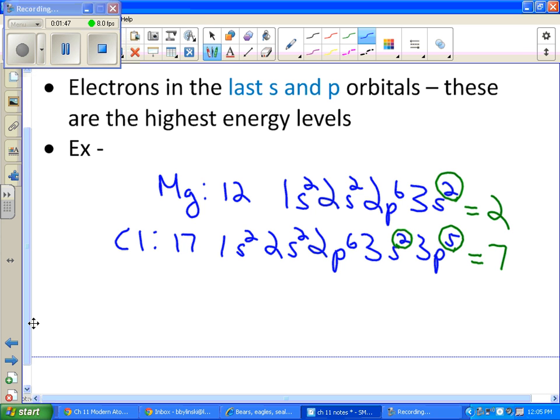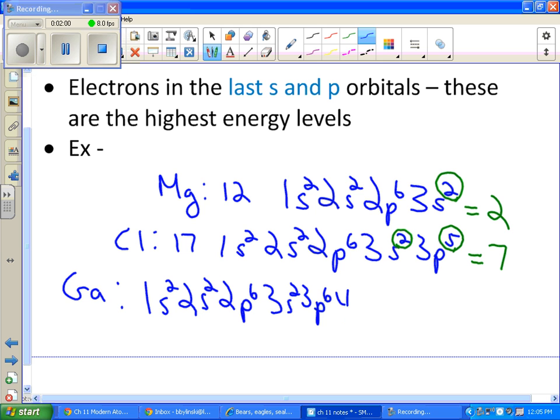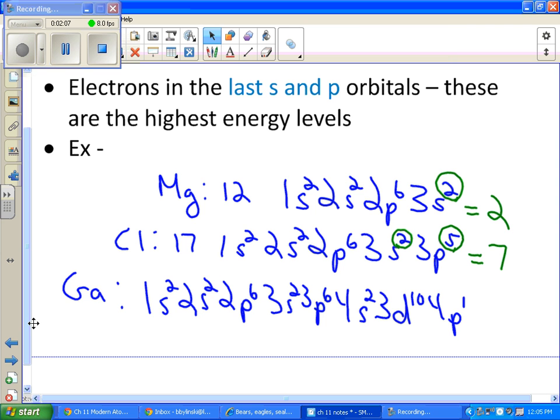And then finally, what happens if we see other letters besides the S and the P at the end? So here's gallium. Okay, so your last S is right here. It's showing a 2. And then I see 3D10. Ignore the D's. The D's are not part of the valence. But 4P1 is. So this would have 3 valence electrons.